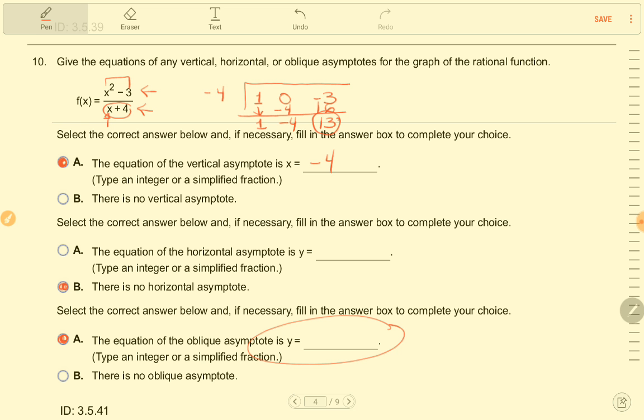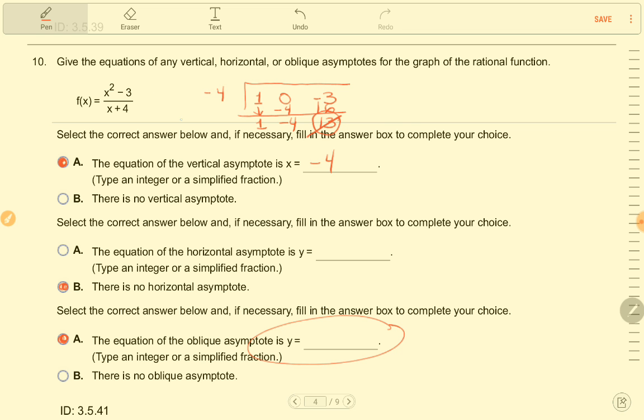Where we learned how to use synthetic division before, we were looking to see if the denominator would divide evenly into the numerator, and that would be if you had a remainder of 0. But that's not the application we're looking for here. In this case, we don't care about the remainder at all.